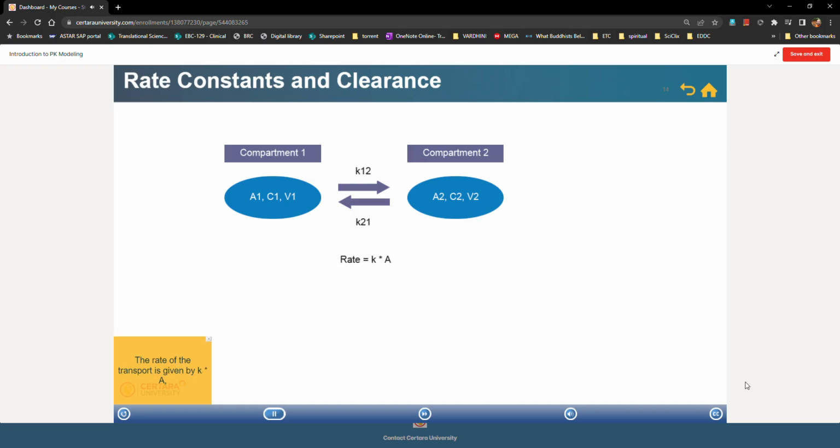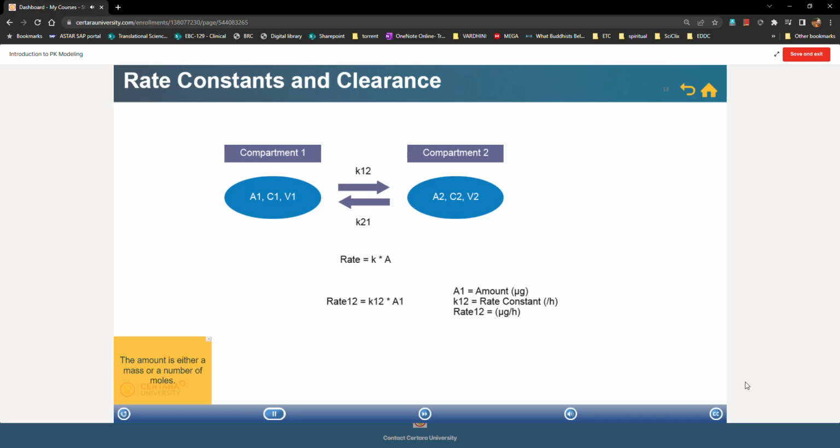The rate of transport is given by K times A, where K is a rate constant, and A is the amount of drug in the originating compartment. For example, for the forward process, the rate of transport from compartment 1 to compartment 2, which we abbreviate rate 12, is given by the rate constant K12 times the amount in the originating compartment, which is A1. Typical units are shown here.